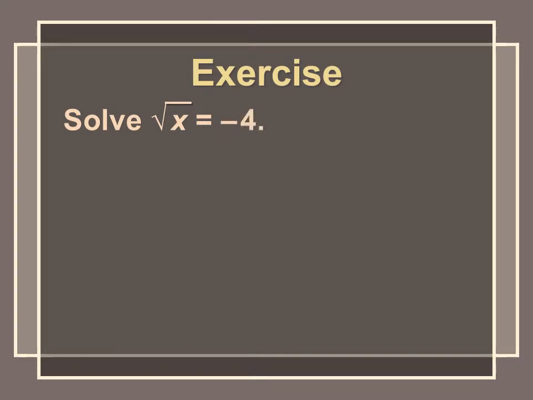What about the square root of x equals negative 4? If we were to square both sides, we would get x equals 16. But when we solve and check it, the square root of 16 is not equal to negative 4, which means there's no real solution.